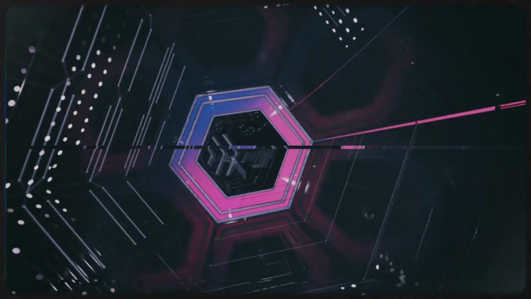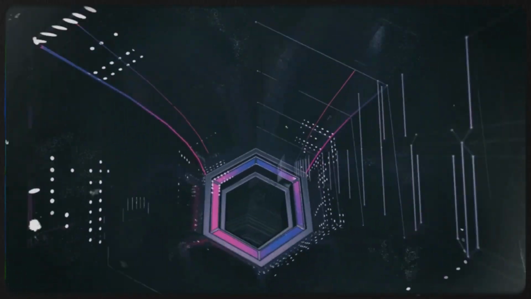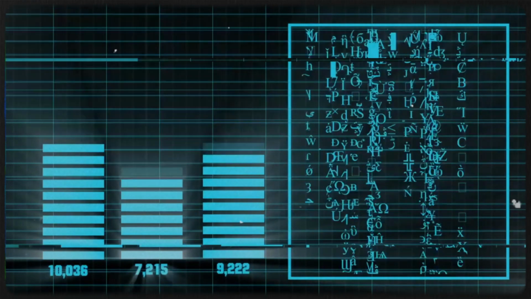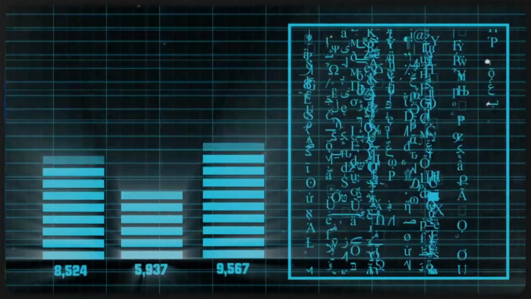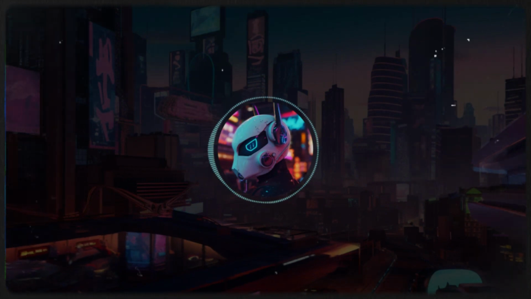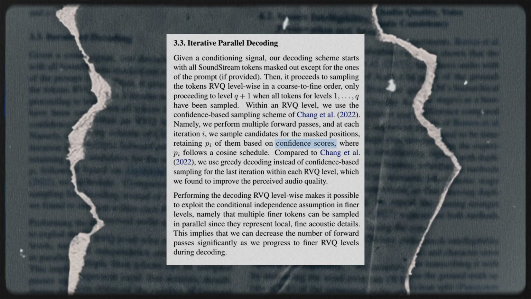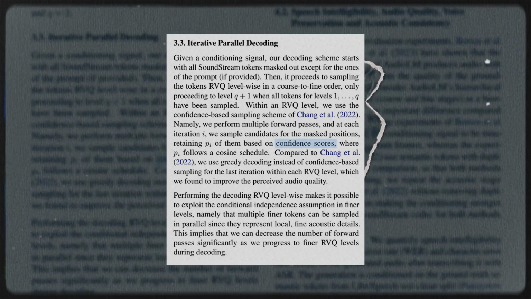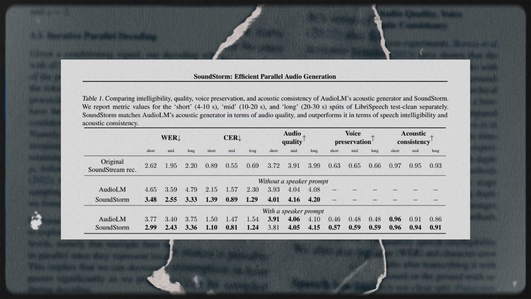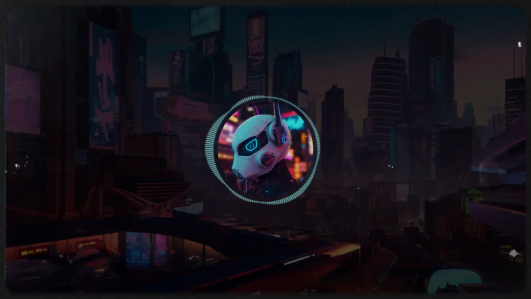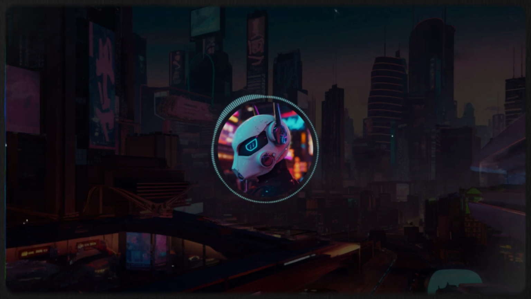To put it into perspective, Sandstorm is like a speed demon in the realm of audio technology, operating a staggering 100 times faster than Audio LM. Imagine conjuring up 30 seconds of high-quality audio in just half a second. That's what Sandstorm can do for you. Speed is impressive, but what about quality? Sandstorm's got that covered too. Each generated token gets a confidence score with its unique confidence-based decoding scheme. This score guides the process, ensuring precision and maintaining top-tier quality in every step. It's like having an expert over your shoulder, making sure everything is just right.